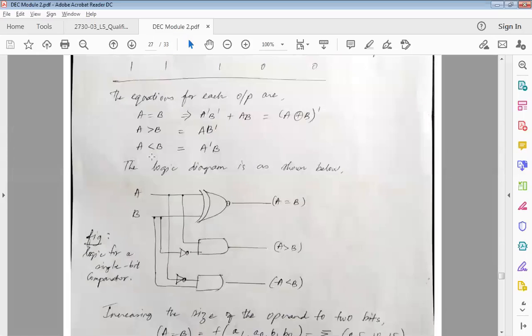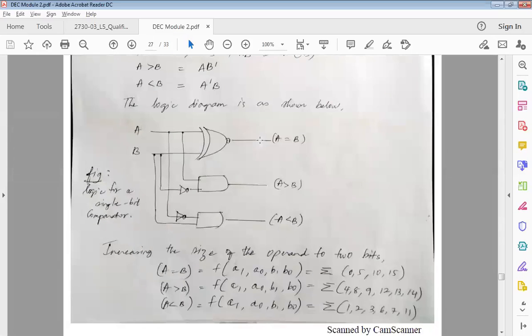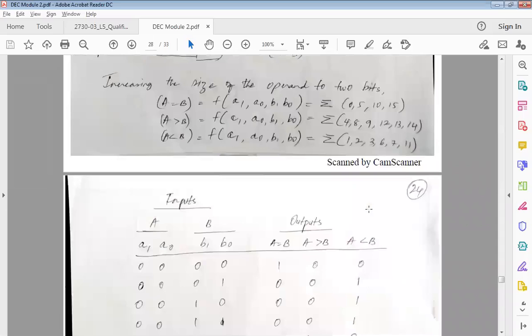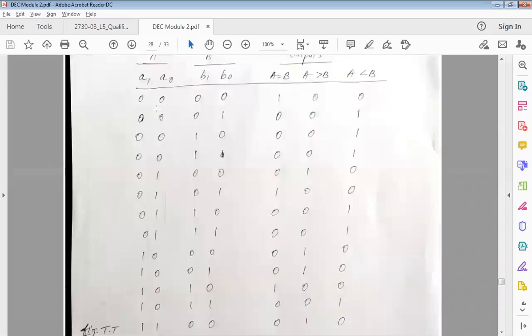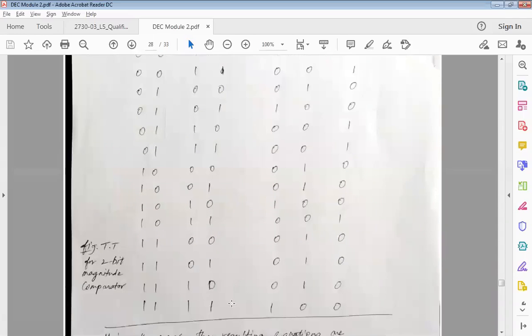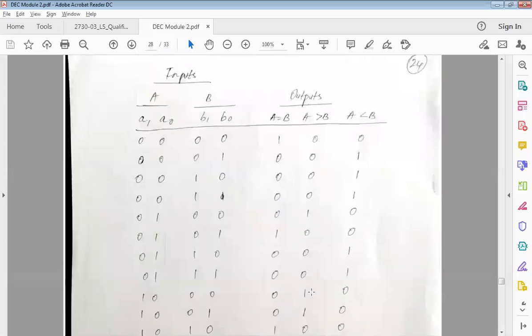So we developed equations based on these. Once we have the equations, it's easy for us to develop a logical circuitry. Similarly, when we increase the number of inputs to A1, A0, B1, B0, I will have combinations from 4 zeros to 4 ones. And accordingly, I will fill in this truth table. How do I fill it in? I consider this as my A, and consider this as my B.